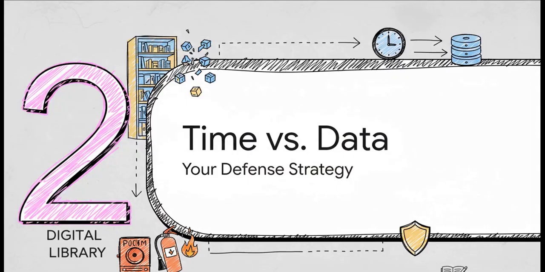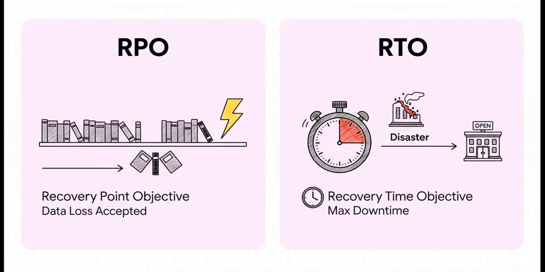You know, just having the tools isn't enough. You need a strategy. And that strategy, every single time, boils down to a critical balancing act between two things: time and data. This is where we get strategic and build our defense plan. And it all comes down to answering two fundamental questions. First, your recovery point objective, or RPO. This is basically asking, how much data are we okay with losing forever? Is it a whole day's worth of books, an hour, or just a few minutes? Second, there's your recovery time objective, RTO. This one's about speed. How fast does our library absolutely have to be open for business again?